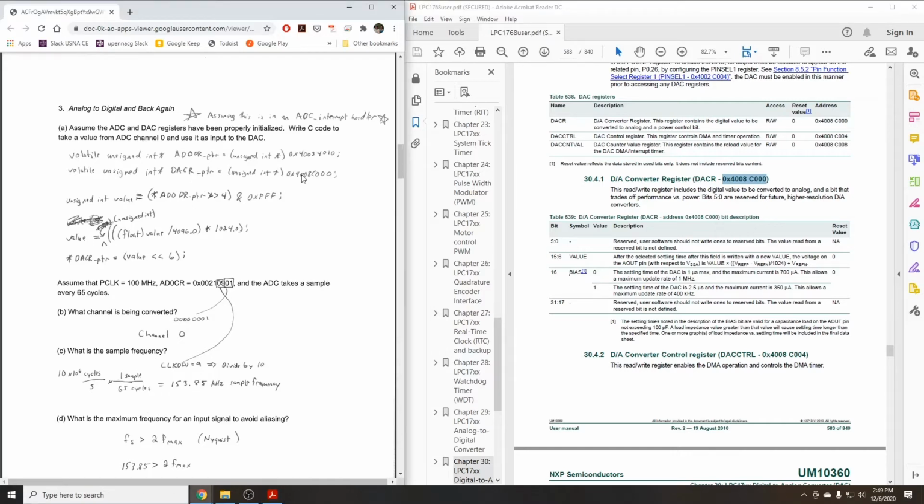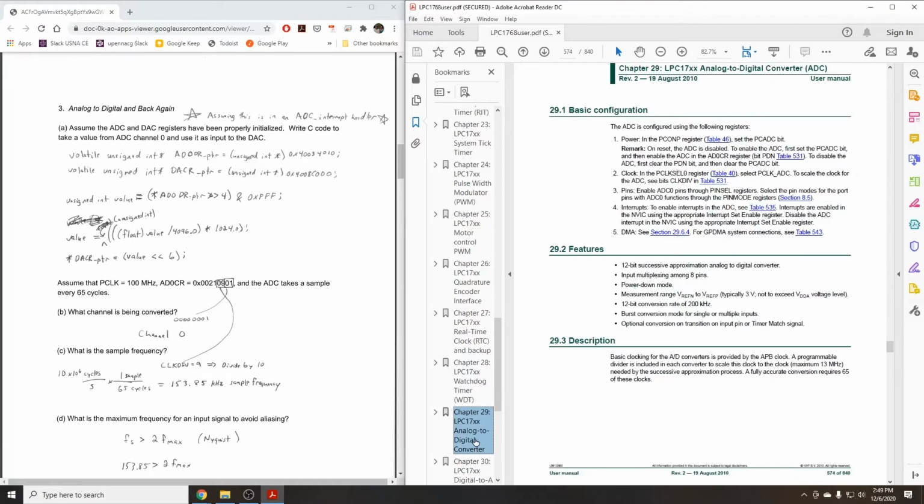So that's just looking for some understanding of the sizes of the ADC and the DAC, that the ADC is 12 bits, the DAC is 10 bits, and being able to write some basic C code on them. So the next question here is, assuming that the P clock is 100 megahertz, ADCR is equal to the hex given there, and that the ADC takes a sample every 65 cycles.